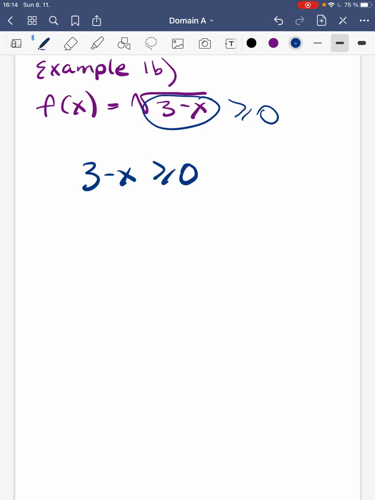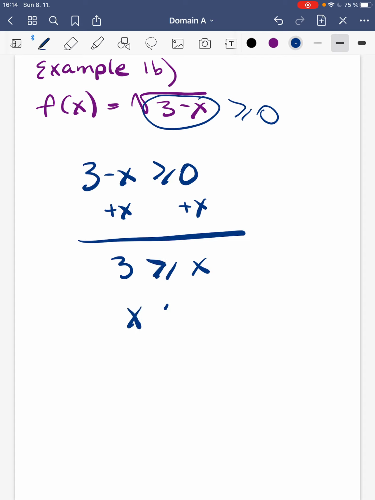But in this case, you have to be careful because to solve for x, we may have to divide by a negative number. So one way to avoid that is just to add x to both sides. And then you get 3 is larger than or equal to a positive x. Or if you can just flip it, the little pointy side is pointing to the x, so you can do x.